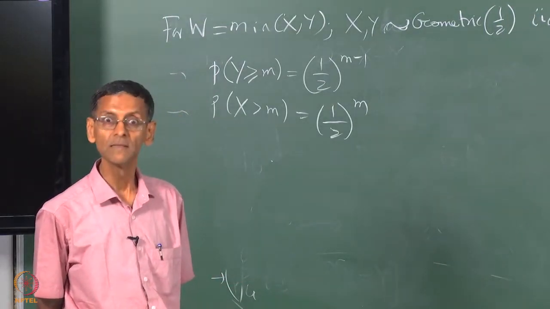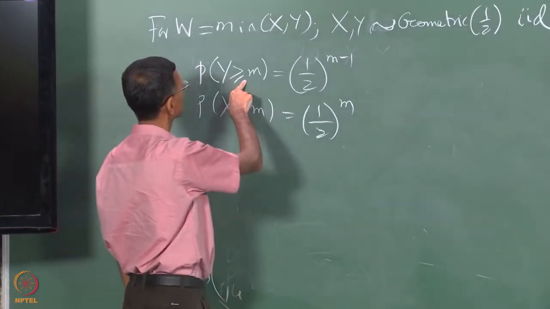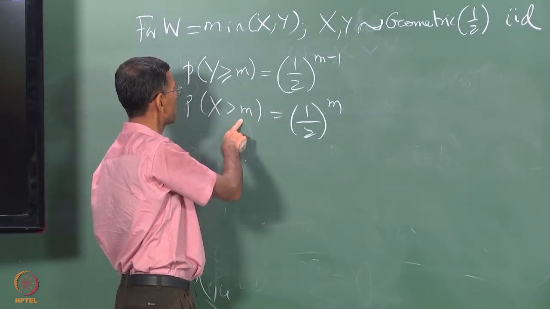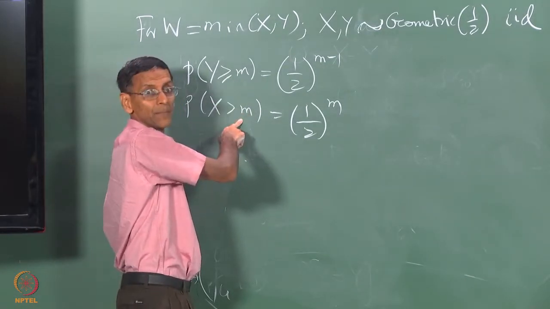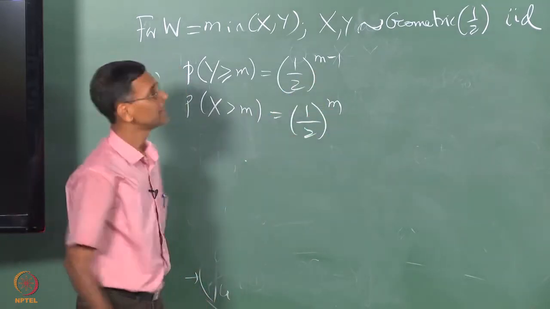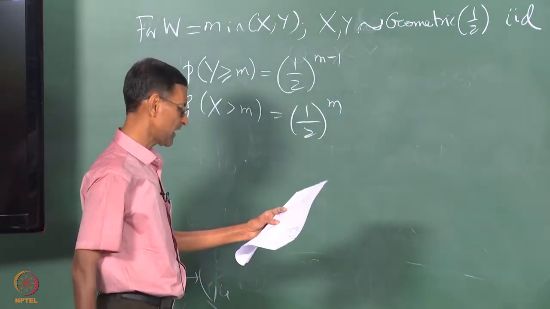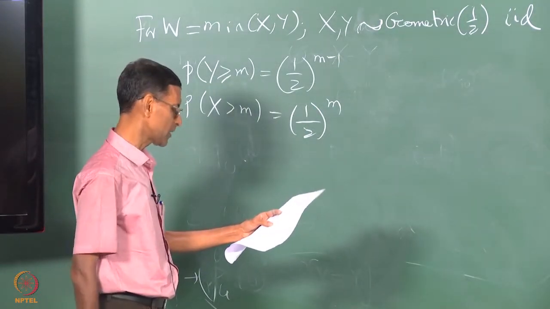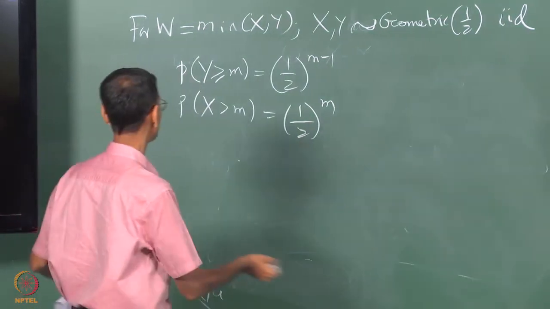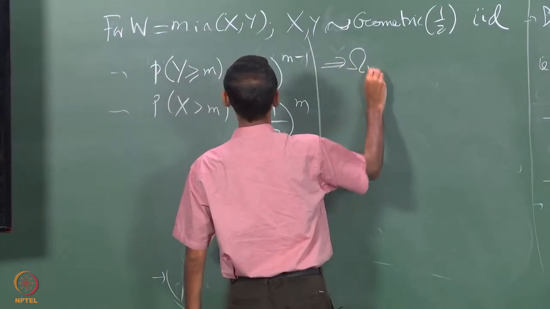I am sure we did it. This is the probability that there is no success up to the trial m minus 1. This is the probability that there is no success up to the trial m, including m. So that is why you get m minus 1 here, you get m here. Now if you put it all together, maybe I should ask you to do it. Why don't you do it and tell me what is P_W of m? First of all, what is omega W? That we should do first. Omega W is what?